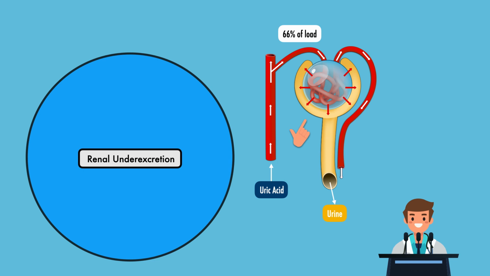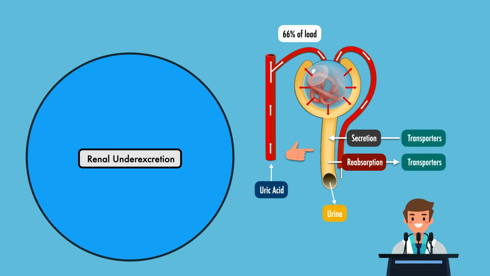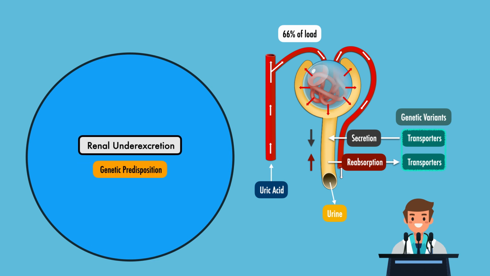Uric acid gets filtered by the glomerulus, then there's secretion and reabsorption of it through cells in the proximal convoluted tubule, which is accomplished by various transporters. Genetic variants of those transporters are common, and they can reduce the amount that's secreted or increase the amount that's reabsorbed. So, genetic predisposition plays a major role.